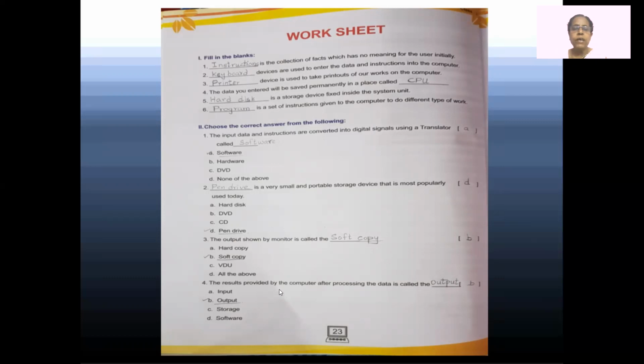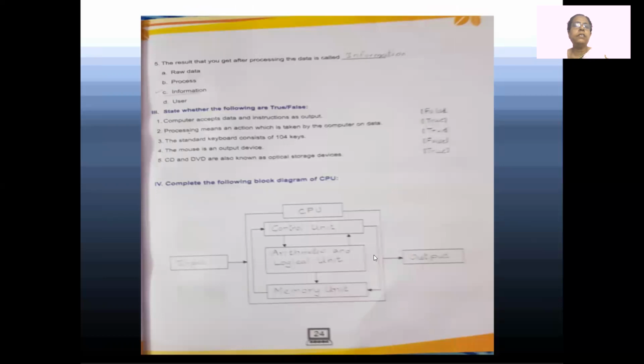The results provided by the computer after processing the data is called output. You give an input, it processes the data and gives you the information. That information is called output. Your next page says, the results that you get after processing are the output. Output is nothing but information. State whether true or false. Computer accesses data and instructions as output. No. When you instruct a computer, you're inputting the instructions. So the answer is false.